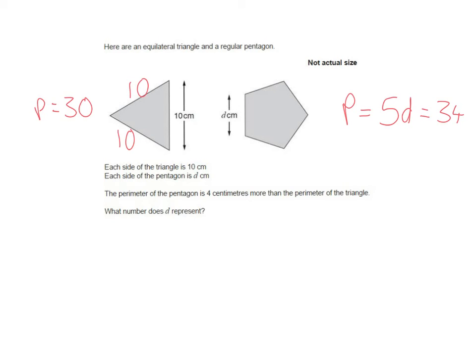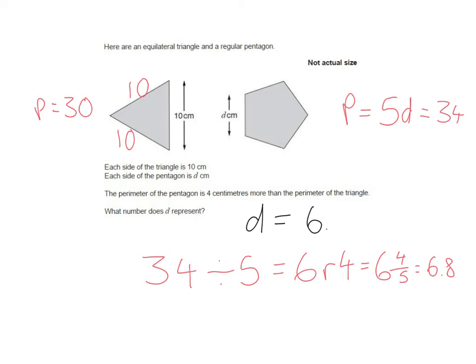Because I know it all adds up to 34, so I just need to share that by 5. I can do that. 34 divided by 5. Well, I know 30 is 5 times 6, and I've got a remainder of 4. What is that remainder? Well, that's 4/5, so 6 and 4/5. 4/5 as a decimal is 0.8, so 6 and 4/5 will be 6.8. So d equals 6.8 centimetres. Maths genius.